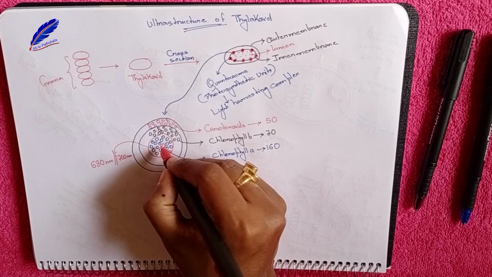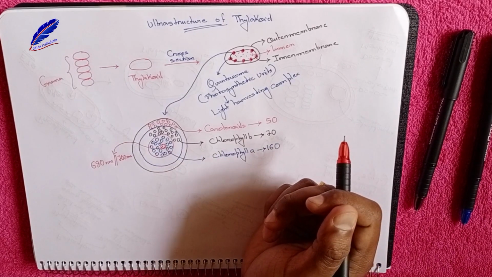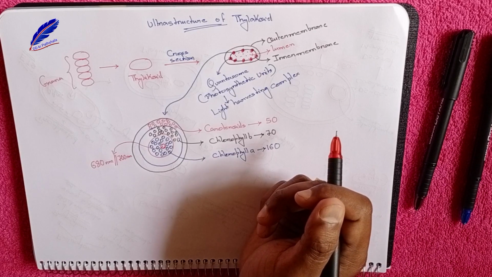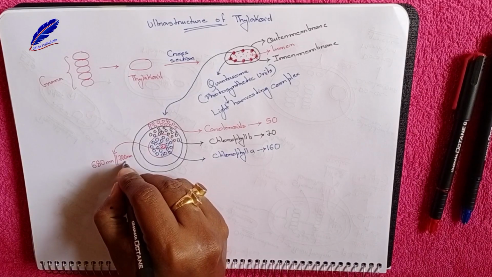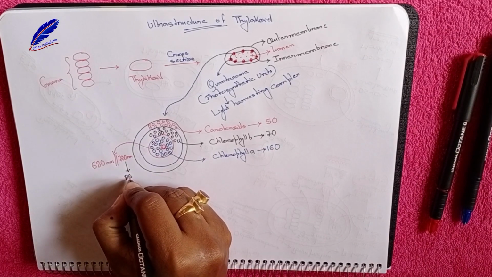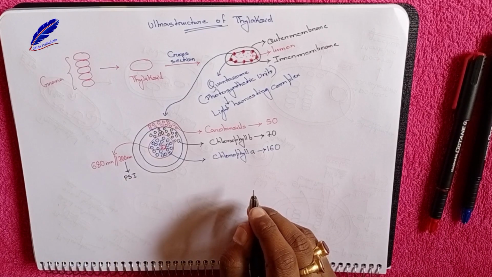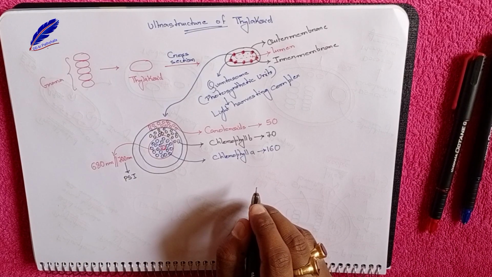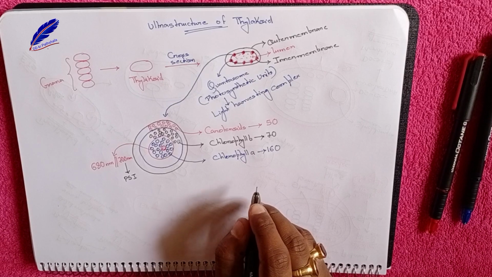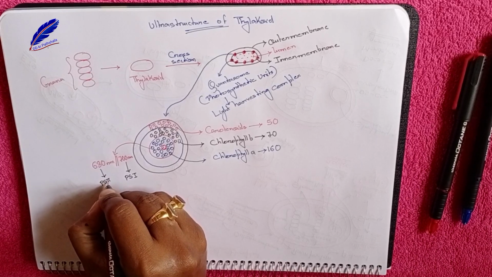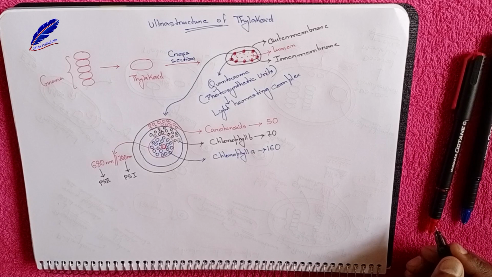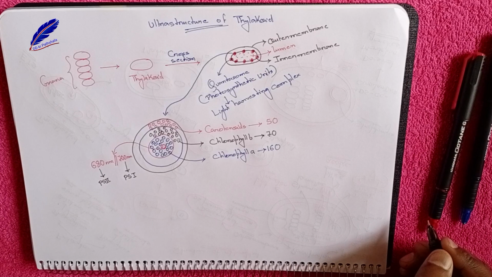If the center chlorophyll A molecule is absorbing wavelength of light of 700 nanometer, then we consider it as PS1, that is photosystem 1. And if it is absorbing wavelength of light of 680 nanometer, then we consider it as photosystem 2. So a single quantasome can be either PS1 or PS2.